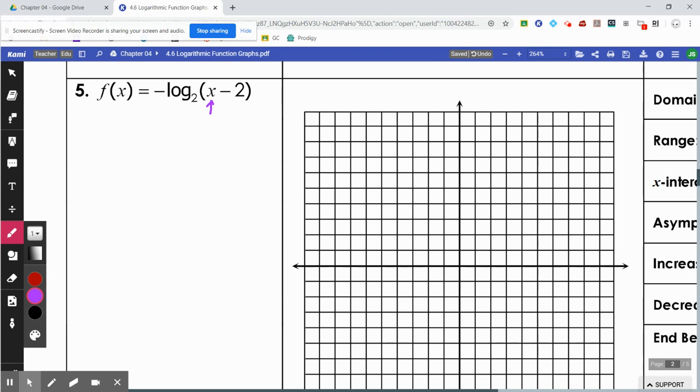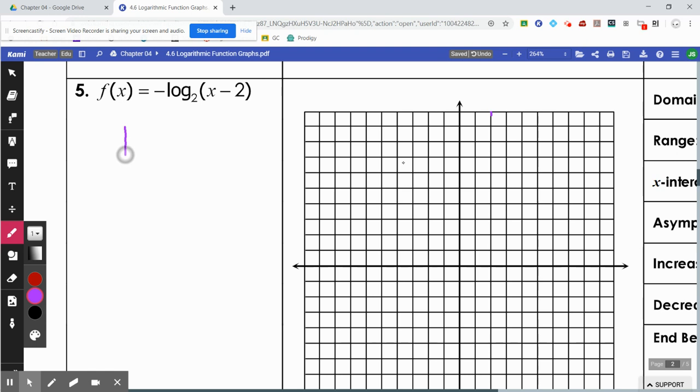What this -2 actually did, if you remember your transformations, is that normally your asymptote line is x equals 0. However, when you do the -2 on the x, that's going to move that whole graph to the right 2 units. Your asymptote line is now going to be over here at x equals 2. So you're not going to be able to plug in any values to the left of 2. And if you don't believe me, you can try it.